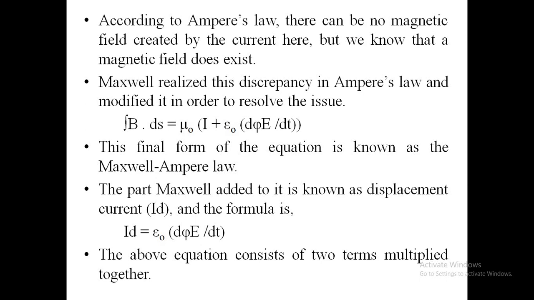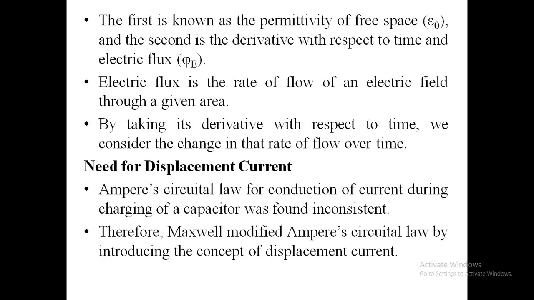The above equation consists of two terms multiplied together. So Maxwell has added the displacement current along with the Ampere's law. In the above equation, the first is known as the permittivity of free space epsilon naught, and the second is the derivative with respect to time of electric flux. Electric flux is defined as the rate of flow of an electric field through a given area. By taking its derivative with respect to time, we can consider the change in the rate of flow over time.